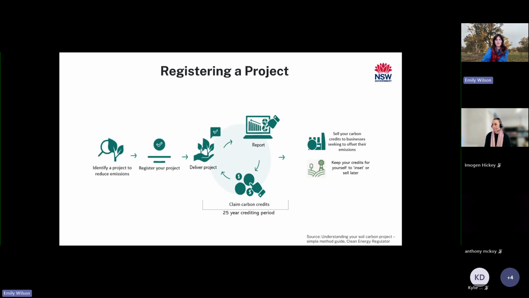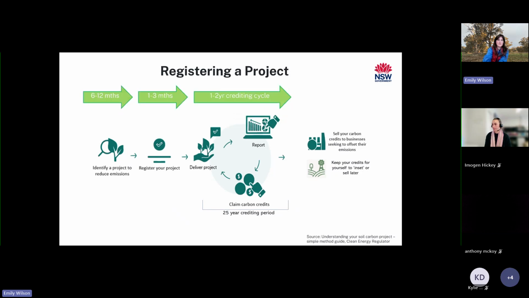And that's when you get your credits for the project, which you can either keep for yourself to inset or just sell later, or you can sell those carbon credits to businesses who might be seeking to offset their emissions. In there as well might be a couple of audits, so they're third-party audits to make sure that the project's compliant with the method and that everything's above board.